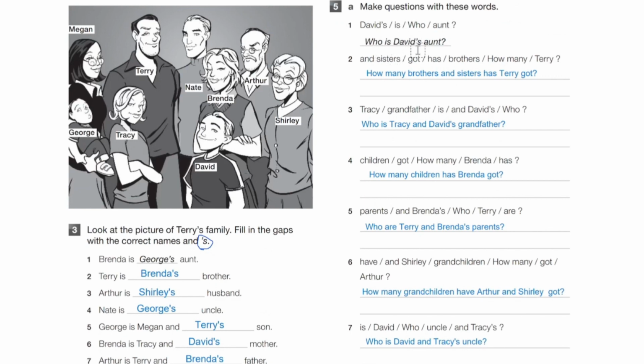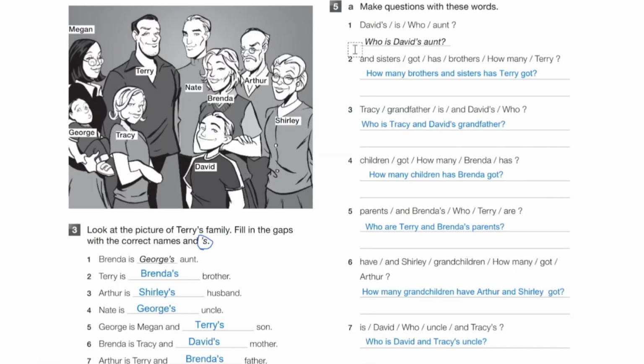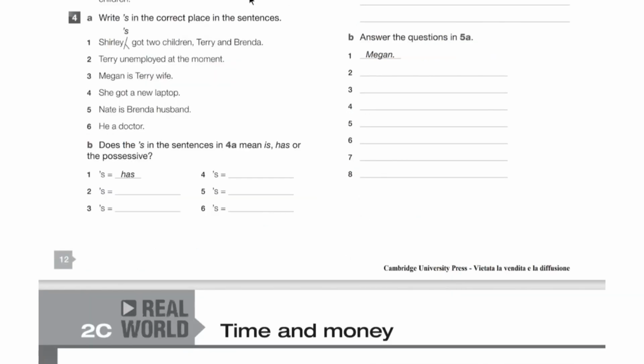The question number 1, who is David's aunt? As you can see, the answer is Megan. David's aunt, really, is Megan. Now, how many brothers and sisters has Terry got? So Terry has got only one sister, as we know, Brenda, right? So let's make a contraction here. He's got one sister, Brenda. Her name is Brenda, right?